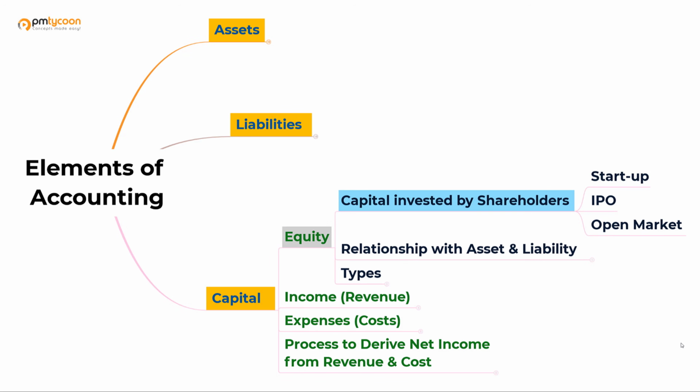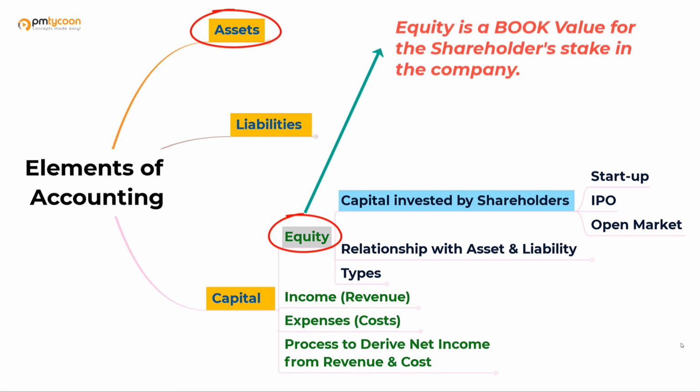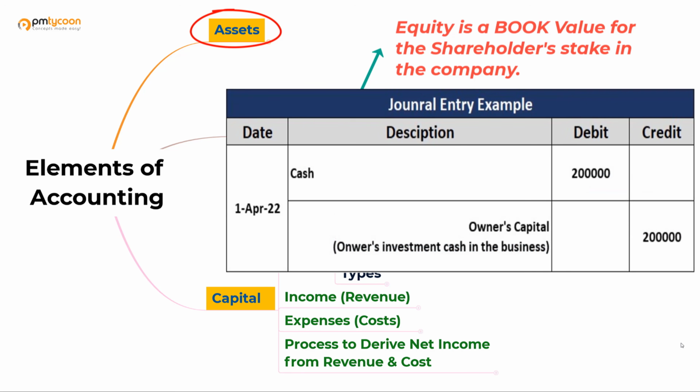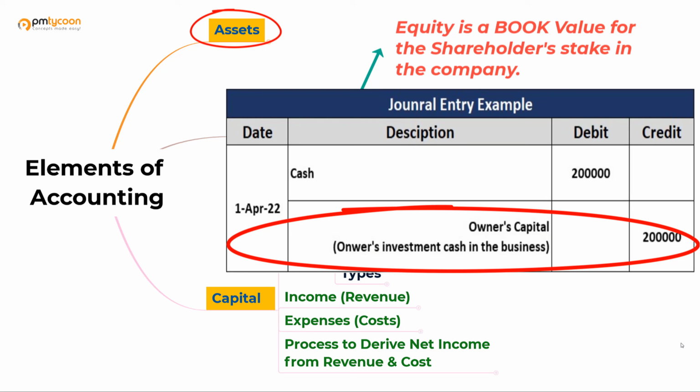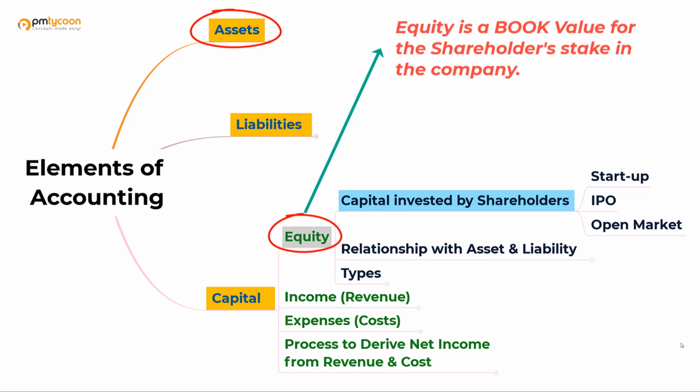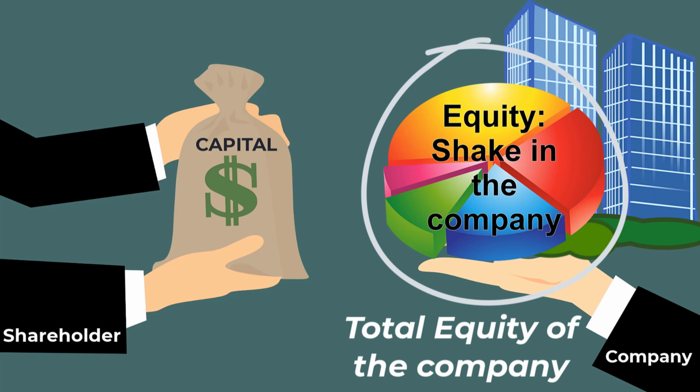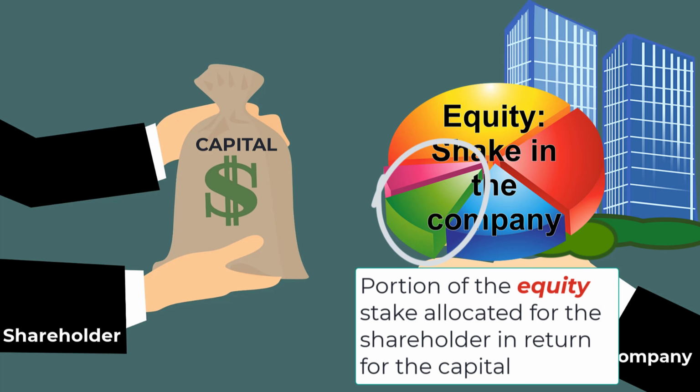There are two words here, right? One is equity, one is assets. Equity is just a book value of the shareholder's capital, meaning it is recorded in the books stating that X amount of money is invested by so and so shareholder so that the company can keep track of the shareholder's capital. Since companies have to keep track of the shareholder's capital, it is recorded as equity.